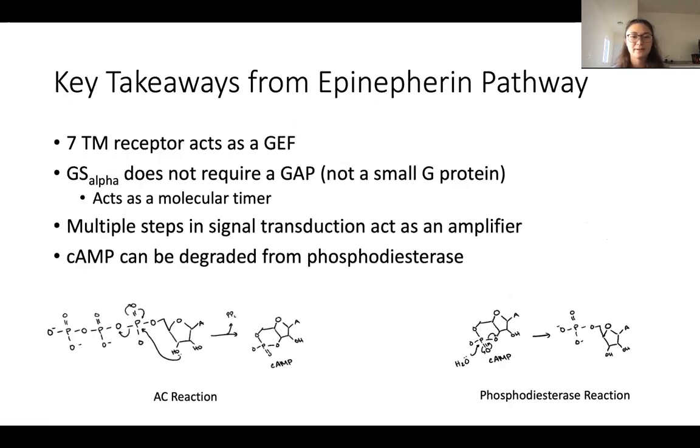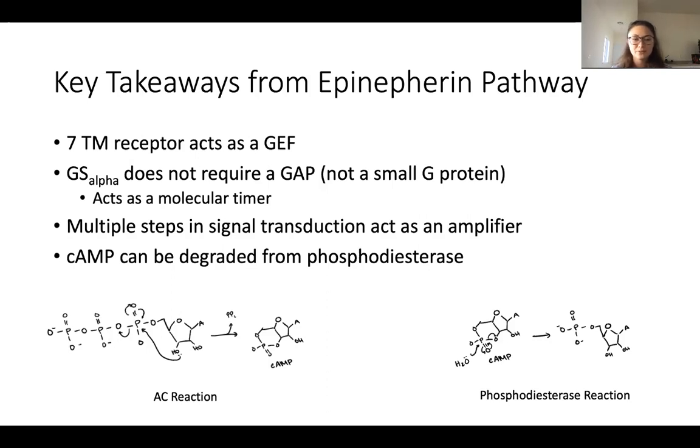Okay, so some key takeaways. Remember that the 7-transmembrane receptor acts as a GEF for the G protein that's associated. Like I said, GS alpha does not require a GAP because it's not a small G protein. It's just a normal G protein. So there are two different things, small G proteins and G proteins. The only difference is small G proteins are not as good at hydrolyzing the GTP, so they require a GAP.